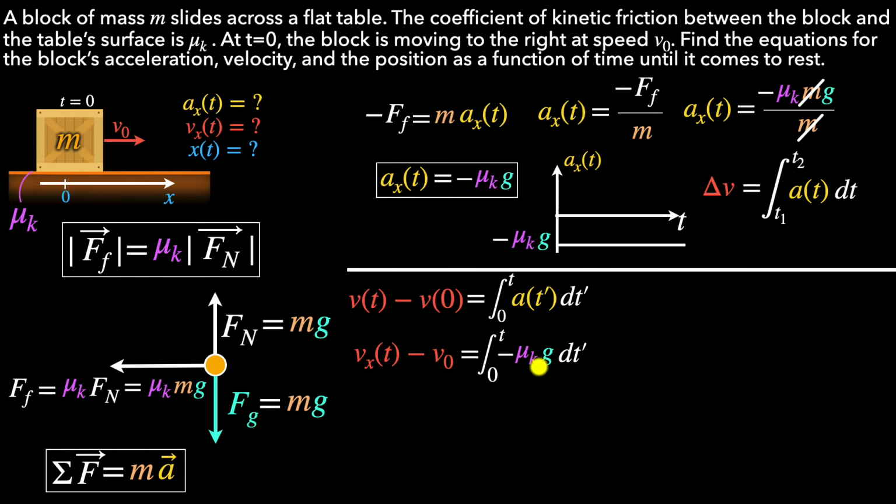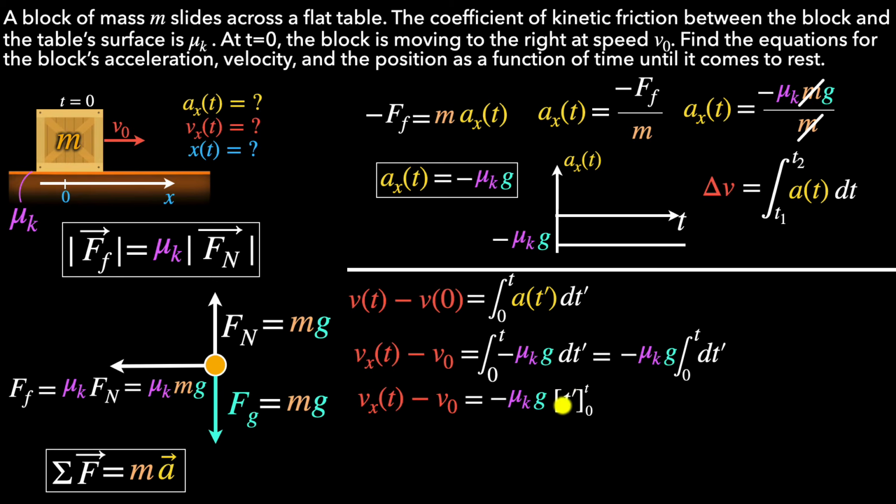Okay, let's do this. We can just pull this out of the integral because this is a constant. So if we do that, we get minus mu_k g times the integral from 0 to t of dt prime. What's the integral of 1 with respect to t prime? Well, that's just t prime. So that's going to be t prime, but of course there will be bounds, 0 to t. And then how do we solve this? Well, we first plug in the upper bound minus the lower bound.